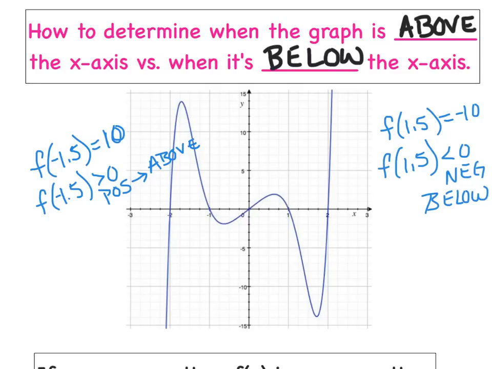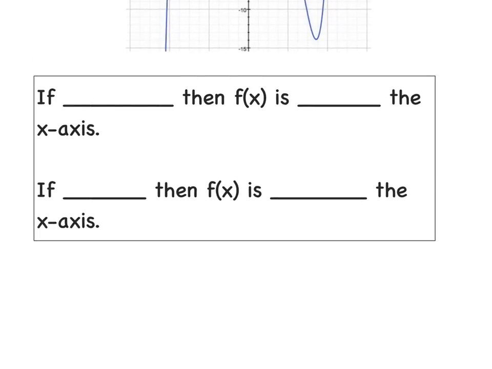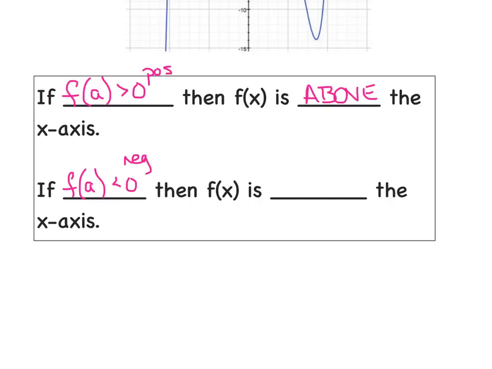So let's see if we can summarize this. If f of some random number a is greater than 0, aka it's positive, then f of x lies above the x-axis. However, if f of some random number a is less than 0, aka it's negative, then f of x lies below the x-axis. So we're really just focusing on positive and negative, and that means above and below.